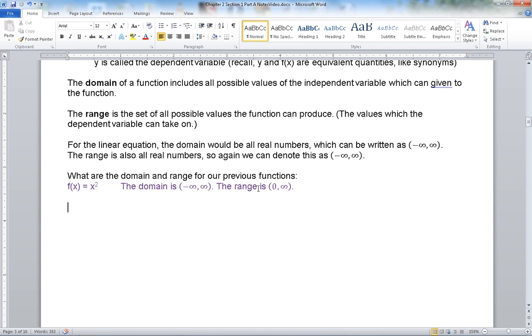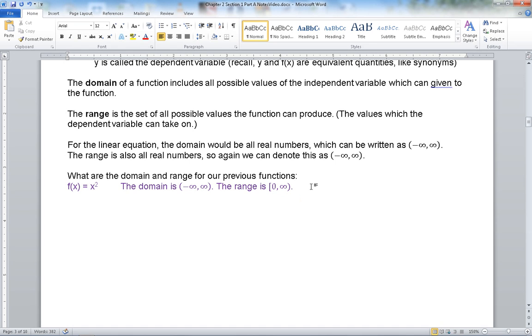Now the range is given as 0 to infinity, but is this the correct notation? Okay, well, think about it. If f of x equals x squared, if I put in 0, what is 0 times 0? Hopefully you recognize that 0 times 0 actually is 0, so 0 is a possibility. So we really need to write this as a square bracket at 0, 0 to infinity. So I'm actually going to get rid of this notation and then put it in the correct format.